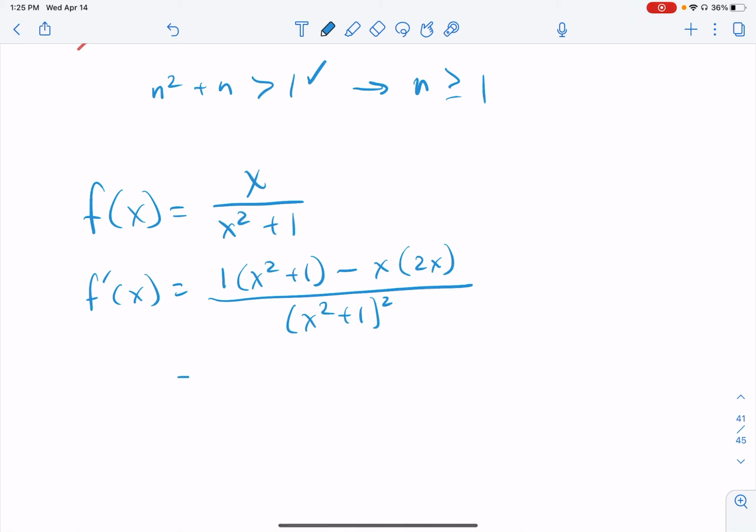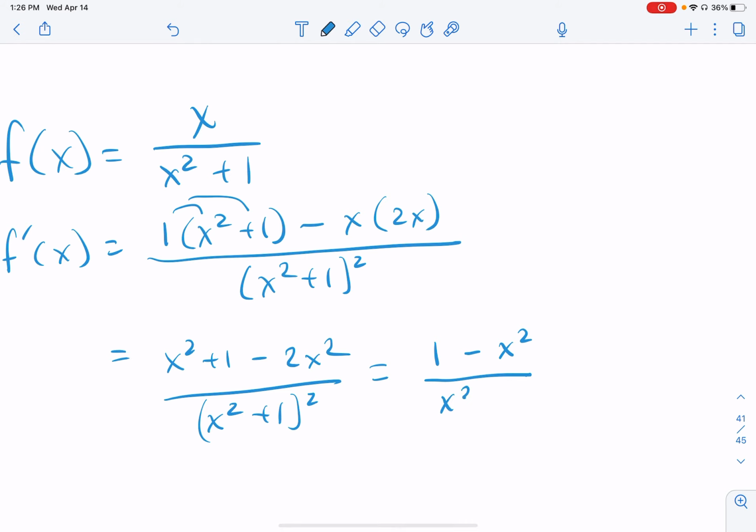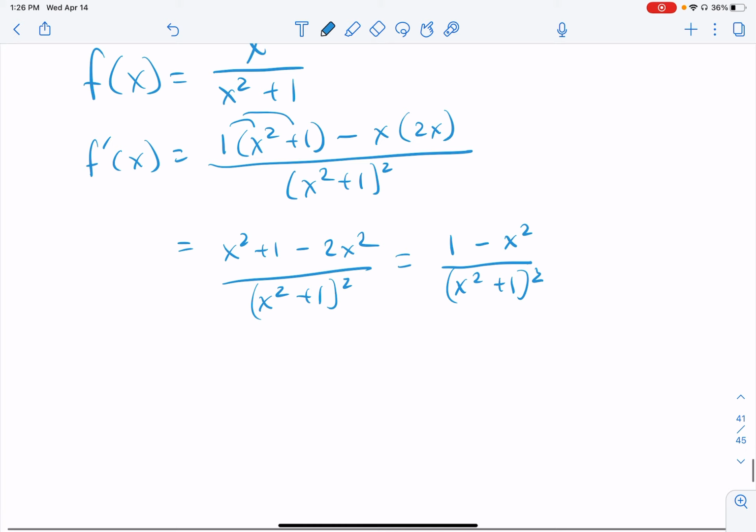Okay. All right, so now let's clean this thing up. Distribute your 1 through the parentheses here. x squared plus 1 minus, and then combining those up, I'd have a negative 2x squared, which is equal to a 1 minus x squared, I think, up top. And on the bottom, we have x squared plus 1 quantity squared. Okay, so let's examine this a little bit, shall we? So down here in the bottom, it's being squared, so regardless of what we plug in here for x, this is always going to be a positive number.